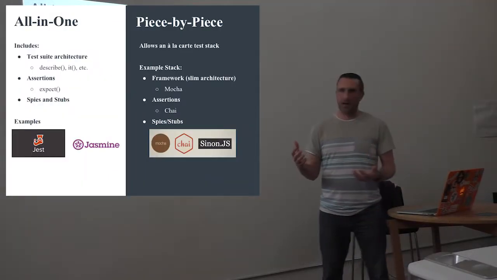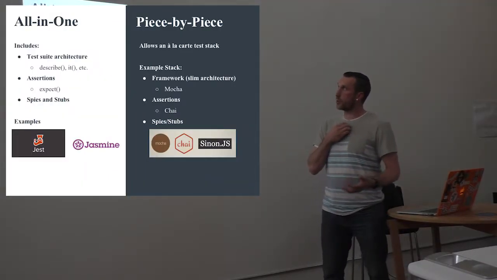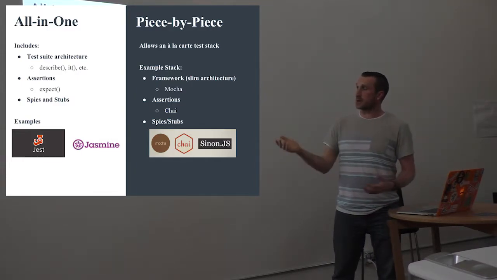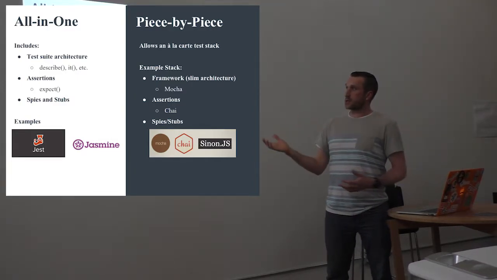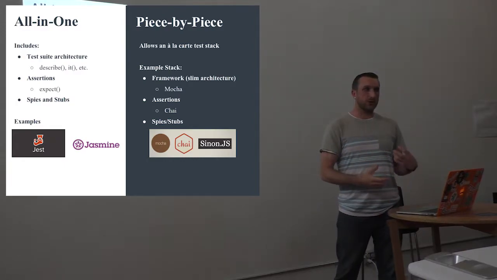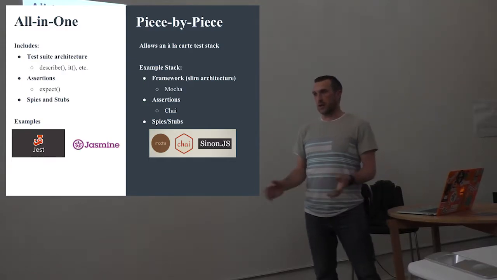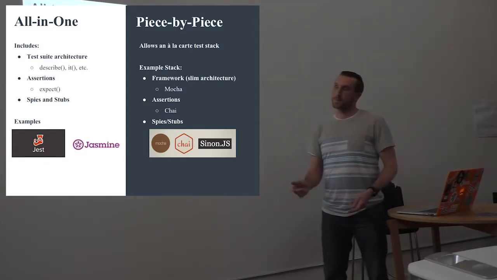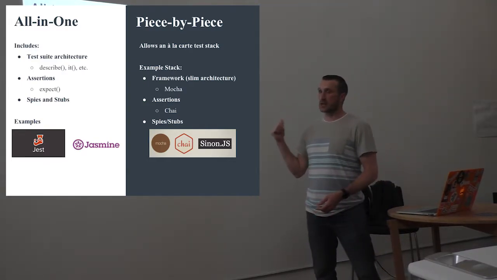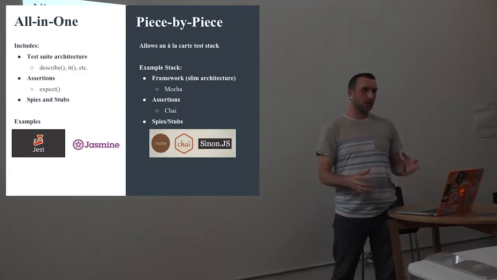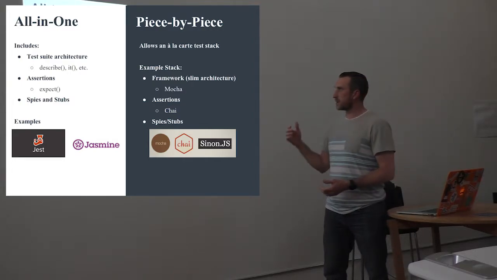So here's a side-by-side example of the all-in-one versus piece-by-piece. On the left side, you have an all-in-one. Jest and Jasmine are your examples here. They give you basically everything you need. You can get right up and running with this, no fuss, no muss. The piece-by-piece, which is actually my preferred stack, allows you to pick the pieces that you want and only use those that you need.